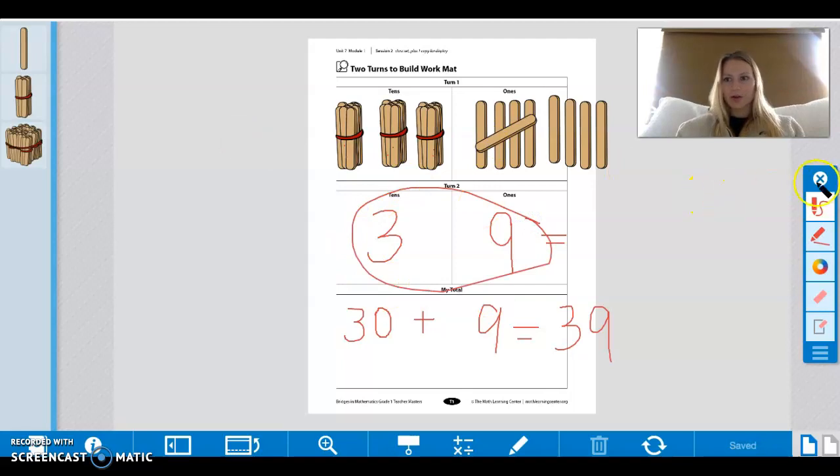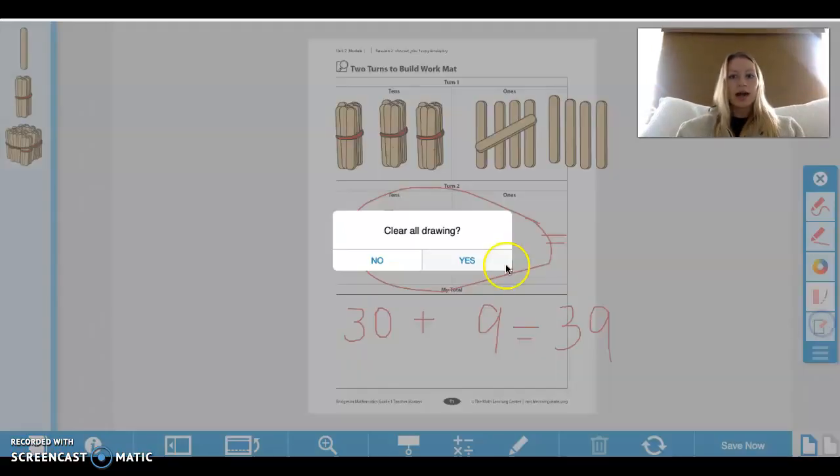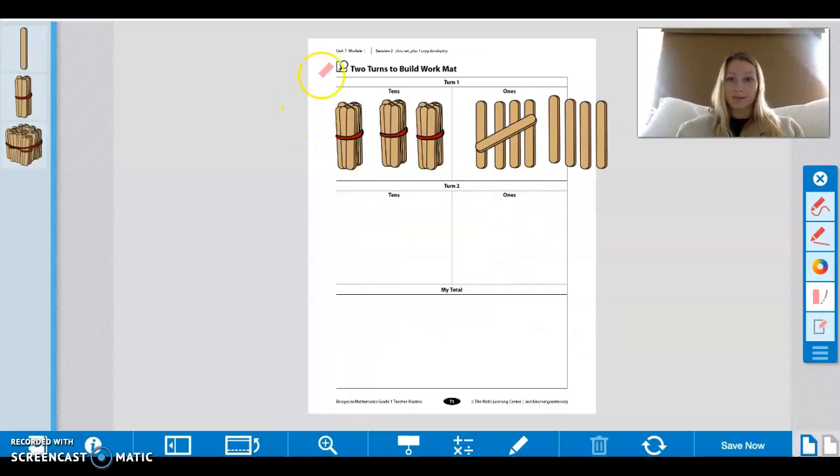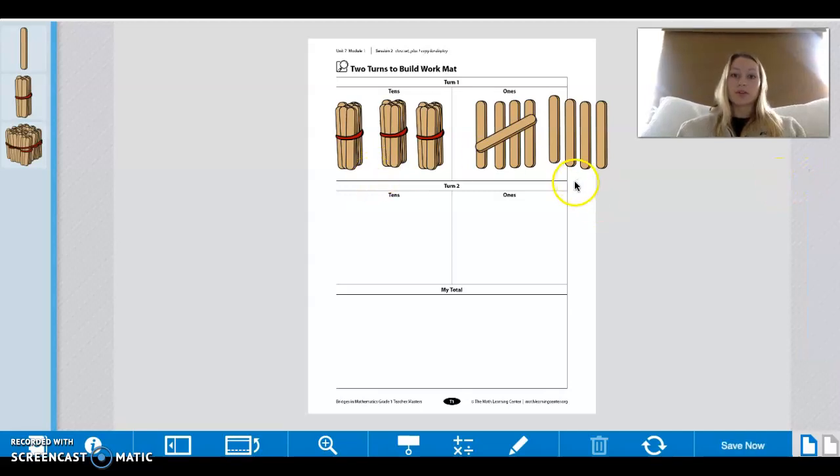On Seesaw, you're going to have some pictures where you are taking a look at how many popsicle sticks I put up there, and you're going to be able to tell me what number you see, how many tens, how many ones, and then be able to record your voice to explain. I want to show you one more thing before we move on.